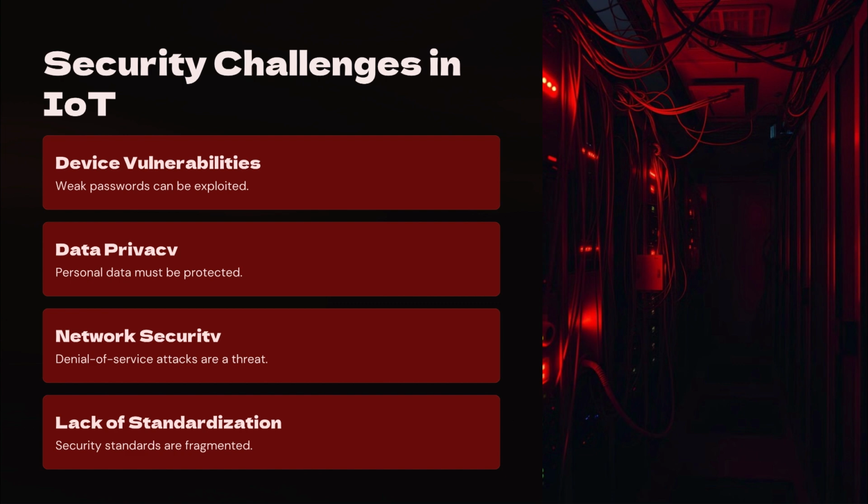So IoT also has major security challenges because IoT is so fast that sometimes the data is leaked through various holes, and hence we need network security, data privacy, and device vulnerability and lack of standardization are the major security challenges in IoT.